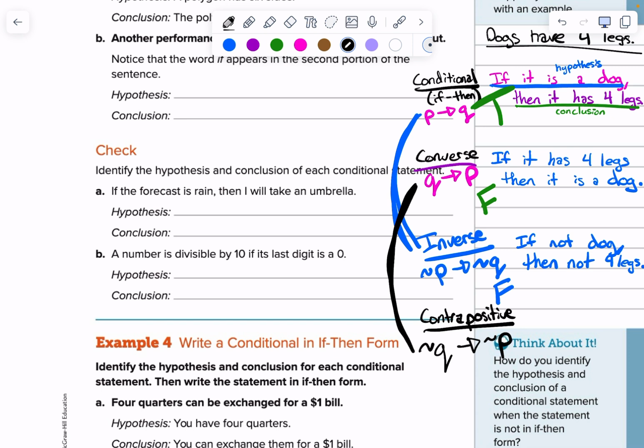Do you see how this works? We have P, then Q. We have Q, then P. We have not P, then not Q. We have not Q, then not P. Got it? We have to memorize these. I'm going to have you write them down on a note card.